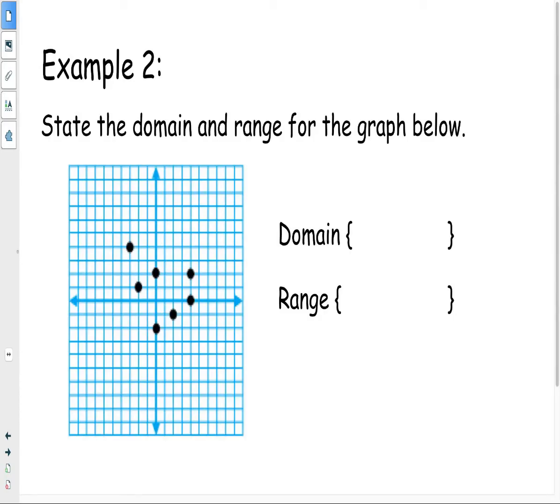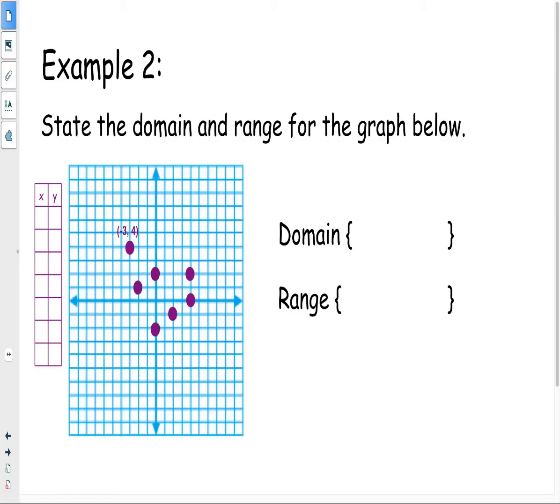Now we're going to take a look at finding the domain and range from a graph. Right now I have a set of points, and we were comfortable with finding the domain and range in a table. We can continue to use that table method if we take those points and identify their ordered pairs.